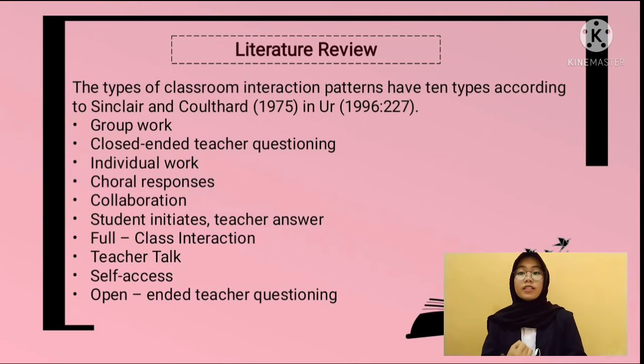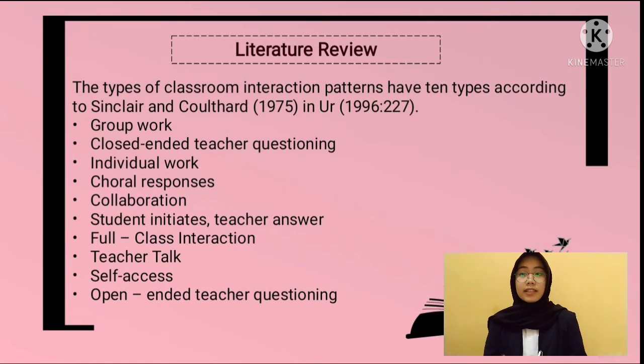And the fifth is collaboration. It's a type of classroom interaction pattern where the teacher gives assignments to the students in the form of groups, but all members do it individually. The sixth is student initiate teacher answer, a type of classroom interaction pattern where the interaction allows the students to explore their knowledge of the learning material.